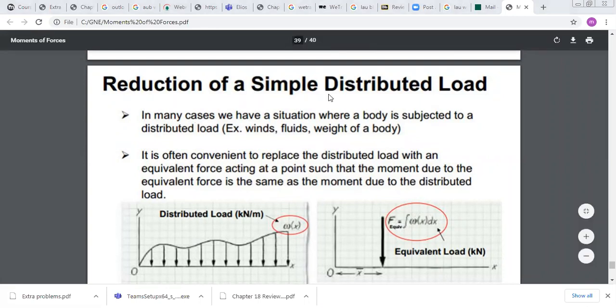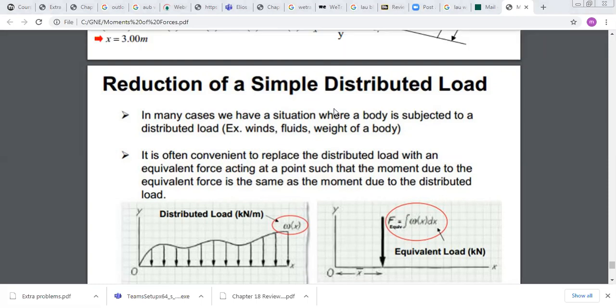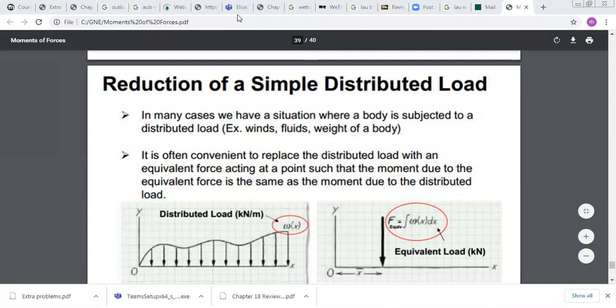So what do we mean by this? As we have seen last time, we can replace a system of forces and moments by only one force. And we say in this case that we have equivalent systems. What was the condition for equivalent systems? We have two conditions. First, we should have the same resultant force. And second, we should have the same resultant moment about any point. Okay? So let us consider the following example here.